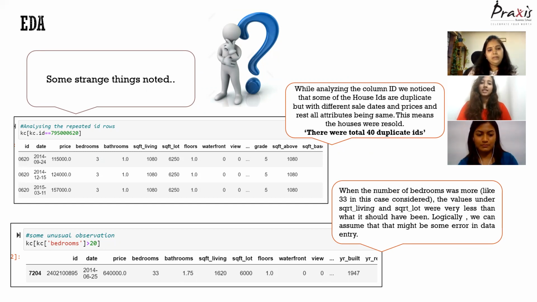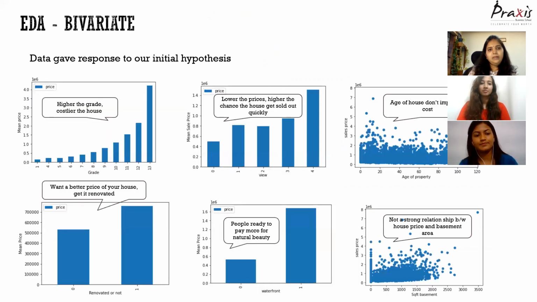Secondly, here we can see that the number of bedrooms is 33, but the square foot living and square foot lot area is very less than it should have been if we think logically. This implies that there could be some error in data entry. Next slide, please. Now, after analyzing the univariate attributes, we are here doing the exploratory data analysis on bivariate attributes. So to begin with, we have started with the attributes of our hypothesis that we initially assumed.